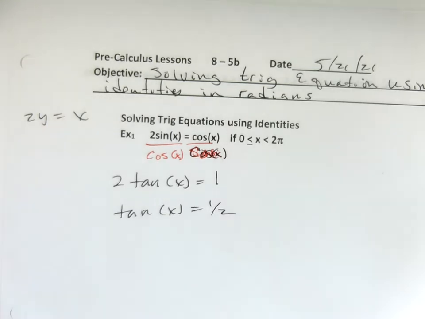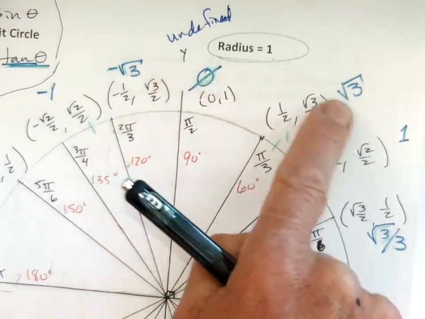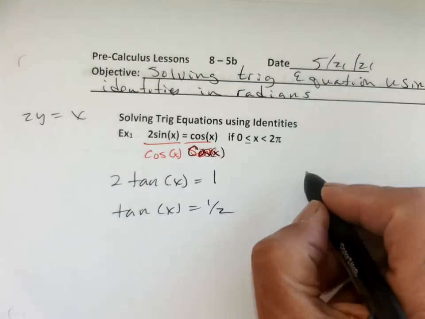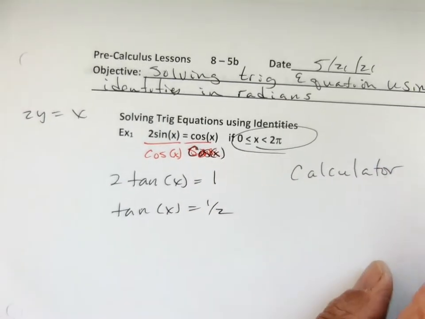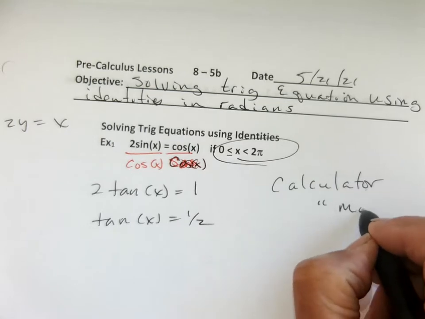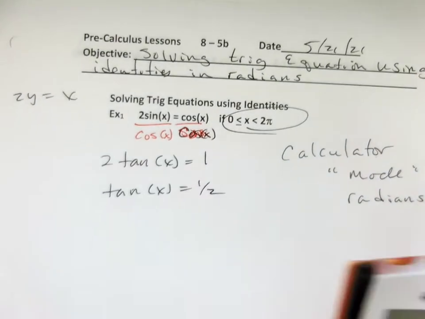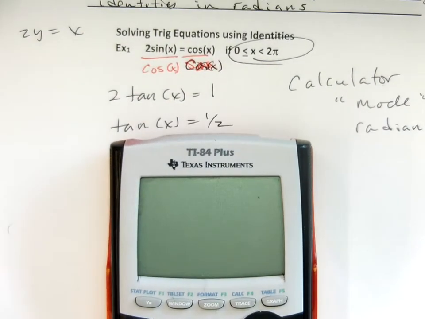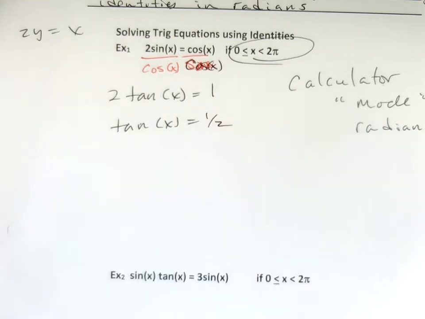I look to my unit circle, but tangent doesn't have a 1/2 value. So the answer is not in the unit circle, and I'm going to have to use my calculator. Since I'm in radians, I'm going to make sure I change my mode to radian mode. That's really going to mess up my third period class because they're taking a test today in degrees, but that's okay. So I go to my mode and change it to radians, and I want the angle, so I'm going to do tangent inverse.